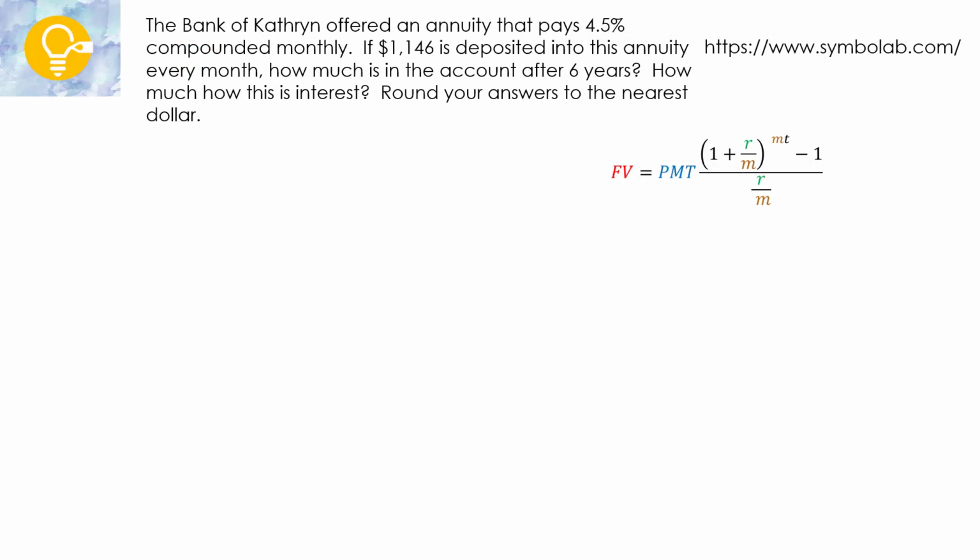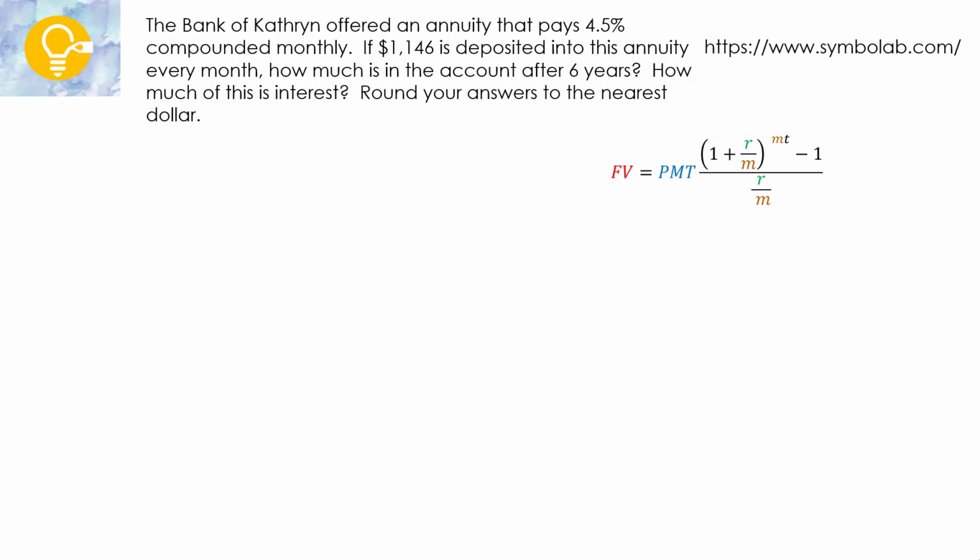All right, you get to do this one by yourself. The Bank of Catherine, that's me, well, the Bank of Catherine offered an annuity that pays 4.5% compounded monthly. If $1,146 is deposited into this annuity every month, how much is in the account after 6 years? How much of this is interest? Round your answer to the nearest dollar. Okay, pause the video, do it, and then press play to see how you did.